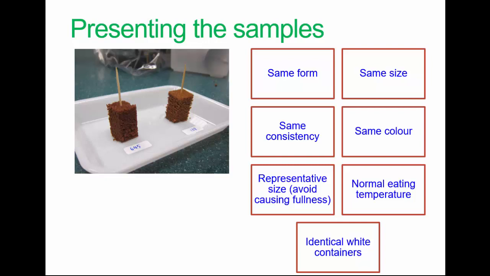Smaller packages of food will cool down quicker if they're being cooked. We try to use neutral white containers as well. Sometimes we can use red lighting to wash out colour differences. Colour differences can make a big impact on people's perception.